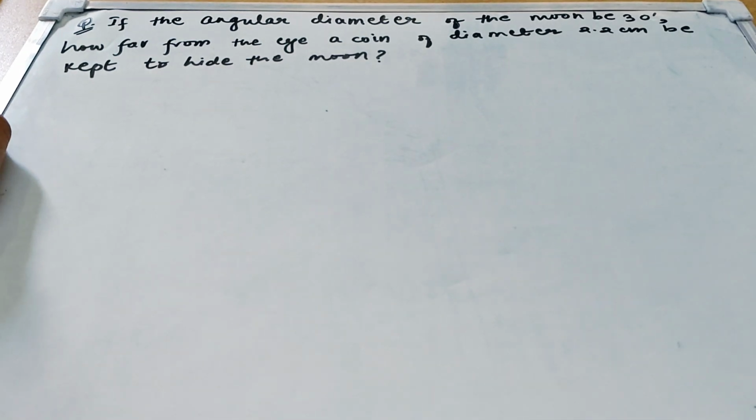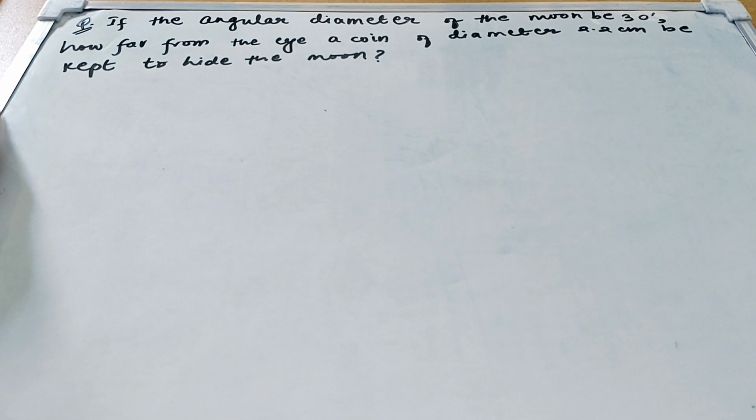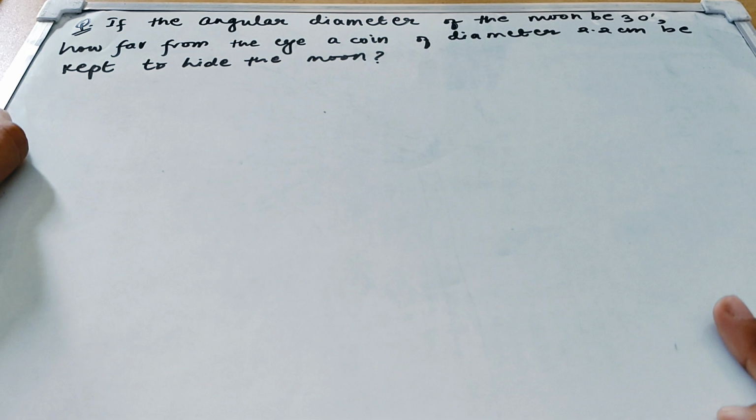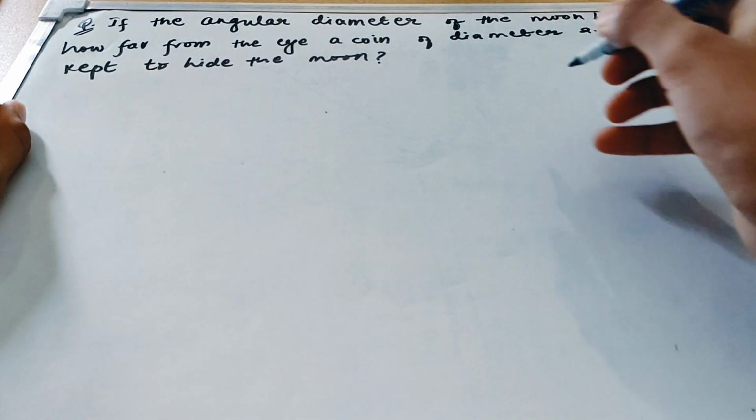Moving on to the next question. If the angular diameter of the moon be 30 minutes, how far from the eye should a coin of diameter 2.2 centimeter be placed to hide the moon? This question is sort of similar to the previous one, and this one might be easier for you now that you have solved the previous question.